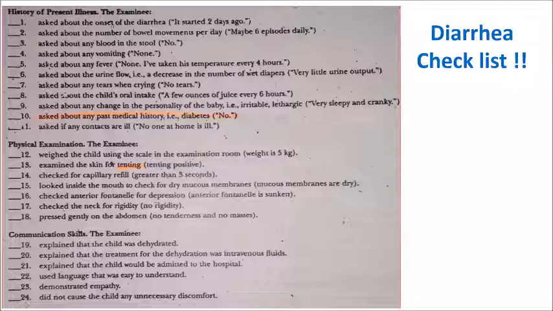Otherwise, all the things, if you see the tenting of the skin in the abdomen, you can include in the abdominal examination. Only 2. So the remaining 6 are actually part of the general examination.